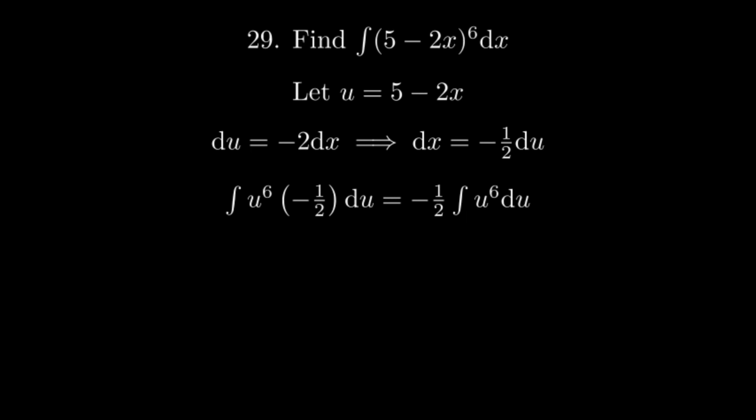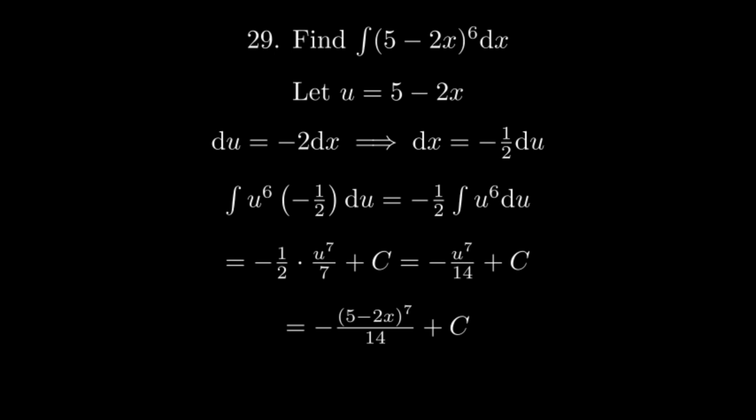Now we integrate with respect to u. Finally, substitute back 5 minus 2x for u. So the result is negative 5 minus 2x to the power of 7 all divided by 14 plus c.